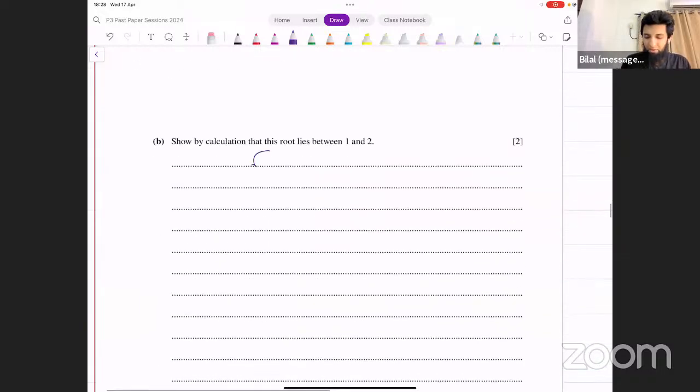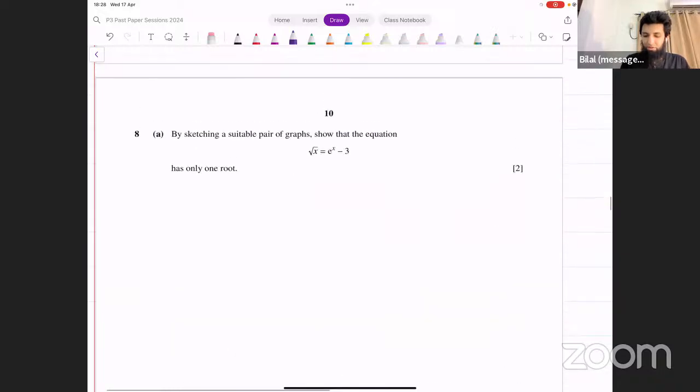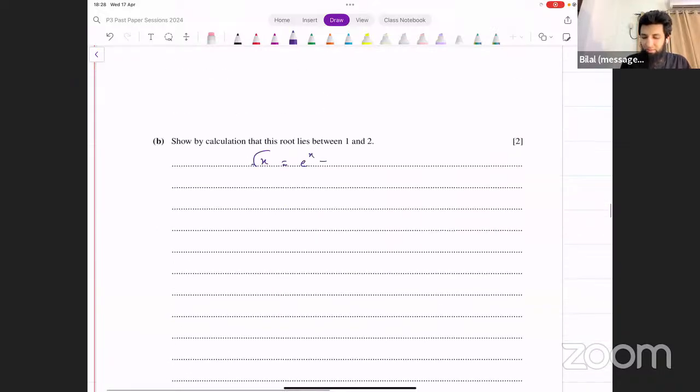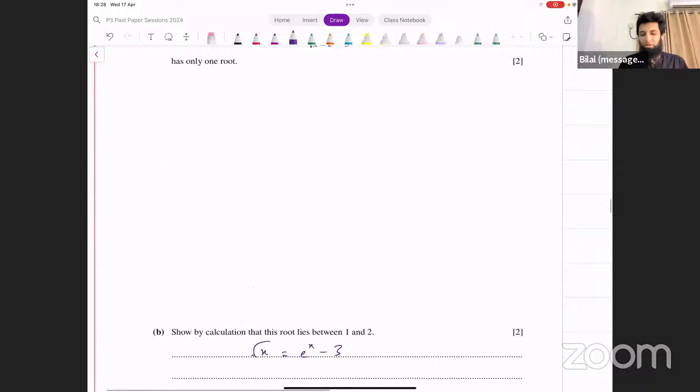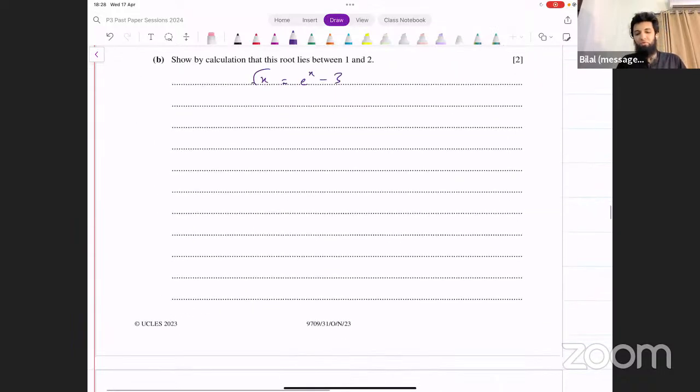This is the equation, under root x equals e raised to power x minus 3. We need to show that the root of this equation lies between 1 and 2. Now, how do you do that? You have to convert the equation to this form, first of all. Take everything to one side and leave only 0 for the other side. That's the first thing you should do.